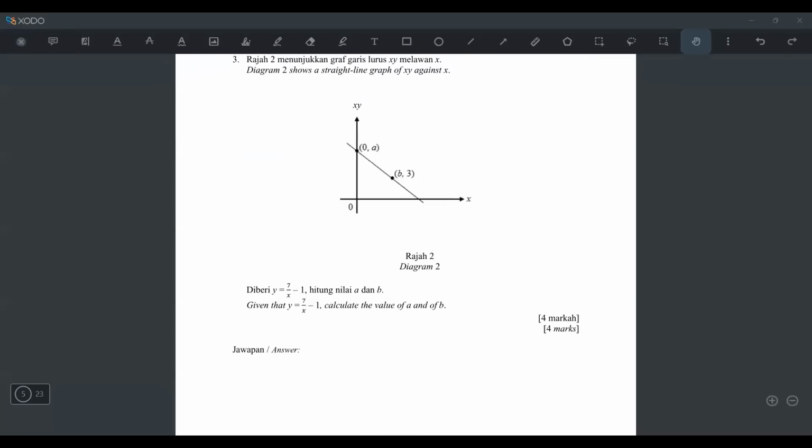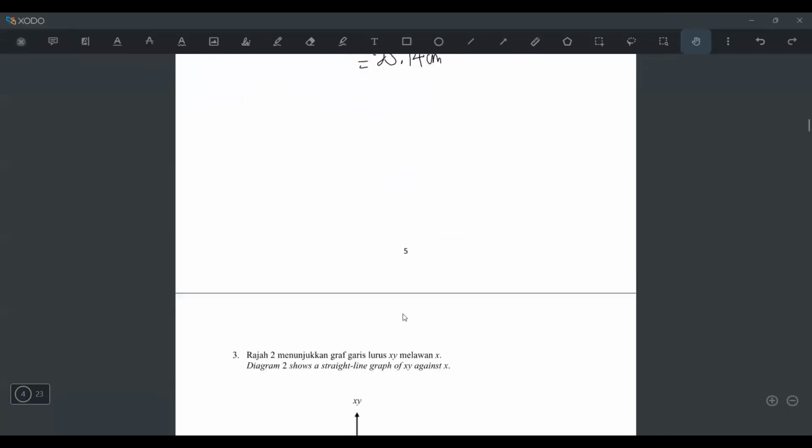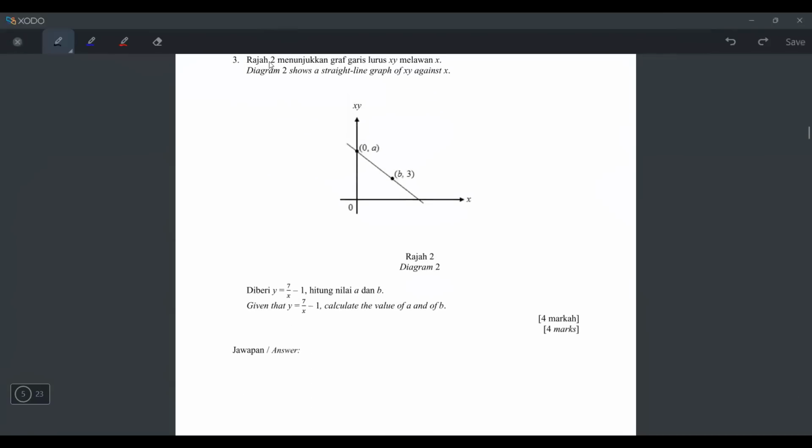Okay, let's go to question 3. The diagram 2 shows a straight line graph of xy against x. Definitely linear law. Because you look at the y-axis, it's xy, and look at the x-axis, it's x, right? And then they give you some points here.